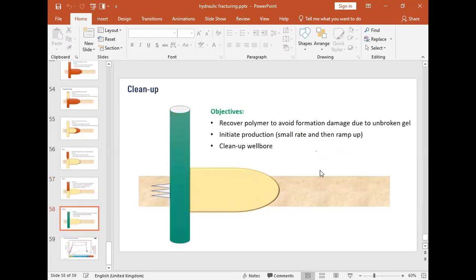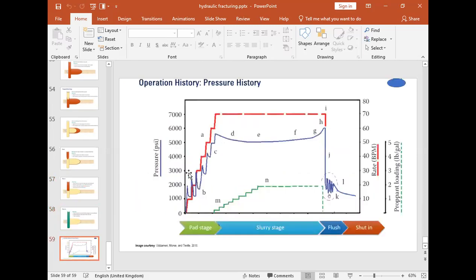Then you now have to clean up. Clean up simply means that you are now removing everything that you have inside this particular wellbore, so that it is now ready for production.